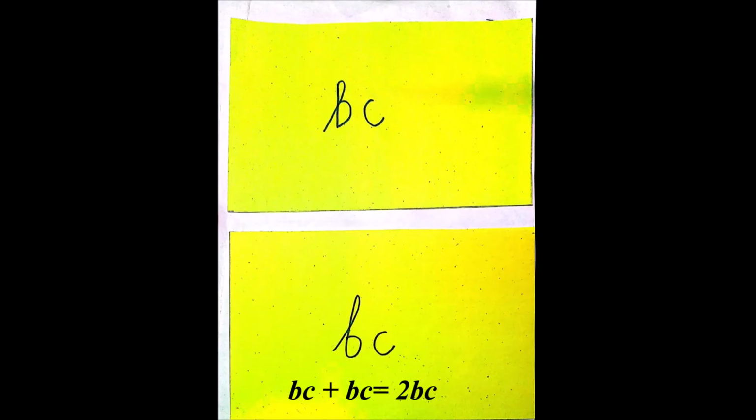Now the next term is 2bc. For representing 2bc, we will take two rectangles of sides 9 by 14 cm, as b is 9 units and c is 14 units. Now the next term is 2ca. For representing 2ca, we will take two rectangles of side 14 by 4, as c is 14 units and a is 4 units.